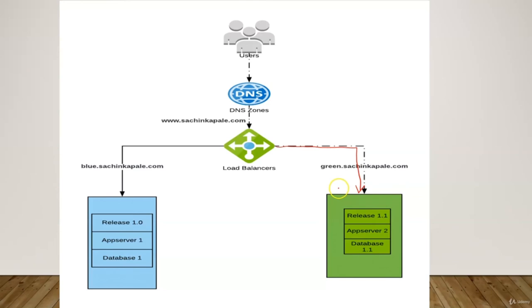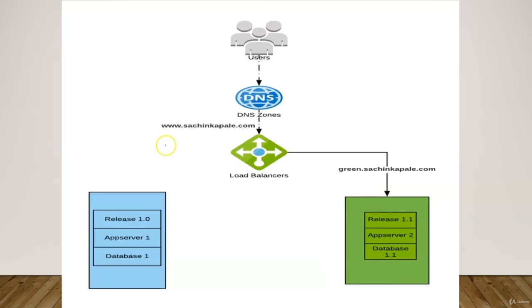And slowly, once it is verified everything is fine, you start disconnecting this blue environment from your load balancer. So during this entire process, the end user never gets affected. They don't even notice that they continue to use this URL, and they continue to access this website without any issues, and they don't realize that their entire traffic is routed from the earlier version to the new version.